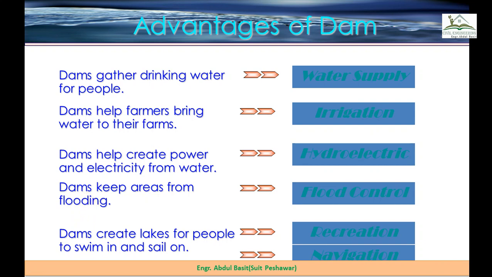Dams create lakes for people to swim in, so in simple words, you can say a dam can be used for recreational purposes, for sailing as well. Recreational purpose particularly refers to providing a spot where people can come and enjoy, and visitors can come and see something different out of the congested life of the cities and towns.